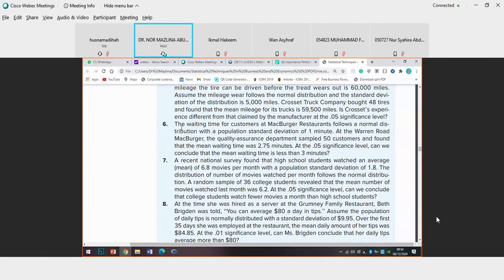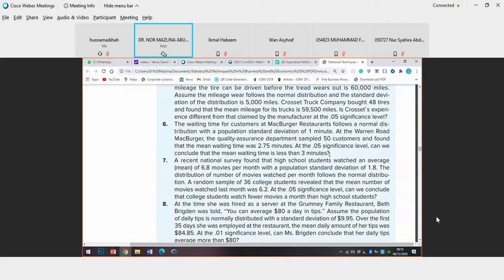Okay? Okay, McBurger. McBurger follows okay, at Warren Road. Okay, the quality assurance department sampled 50 customers and found waiting time was 2.75 minutes. Okay, cuba awak tengok ni 2.75 minit, jadi biasanya 3 minit kan on average. So now it is less than 3 minutes. However, ini adalah based on 50 customers. So we want to know whether at 0.05 significance, can we conclude mean waiting time is less than 3 minutes?